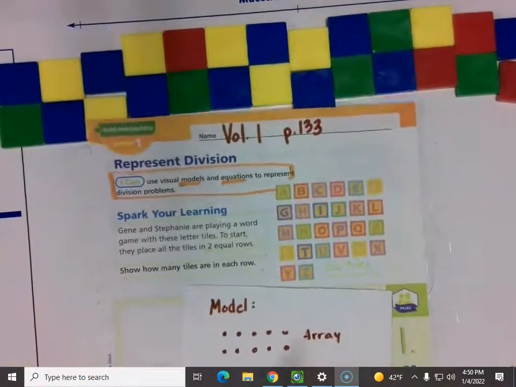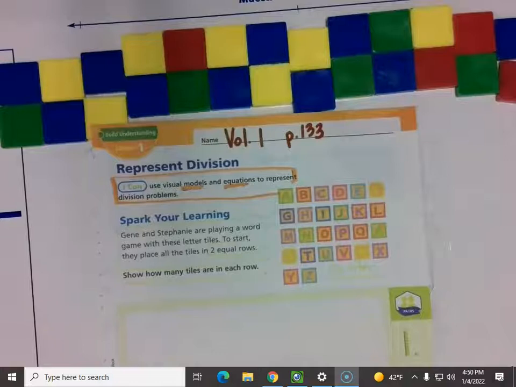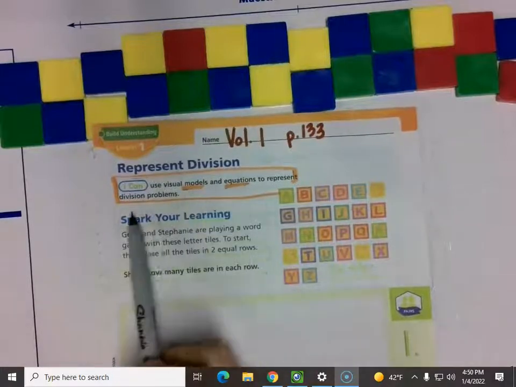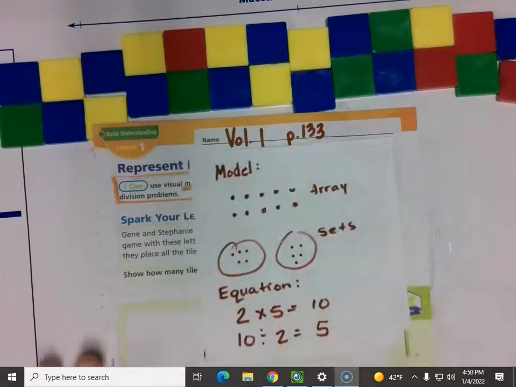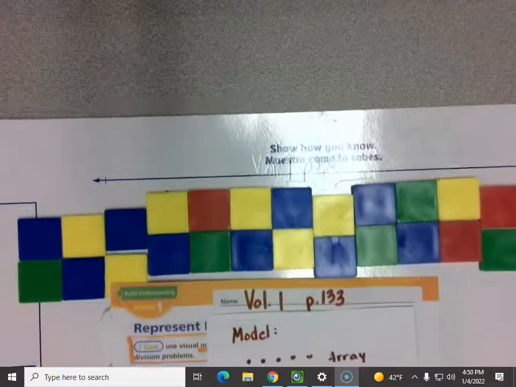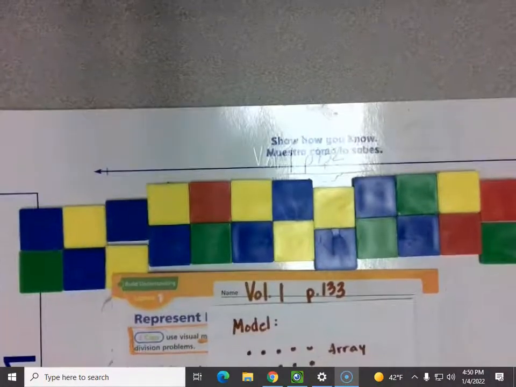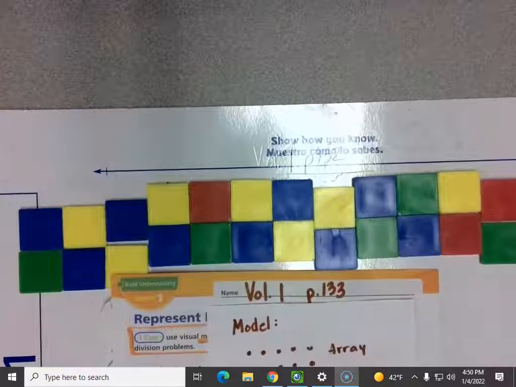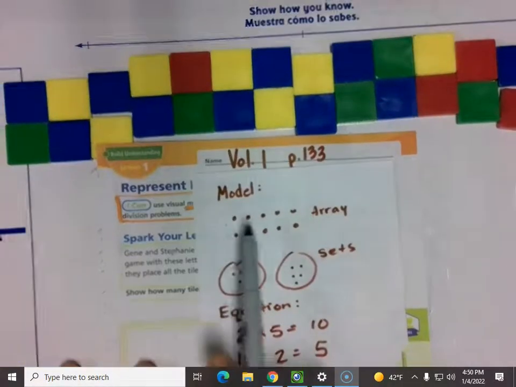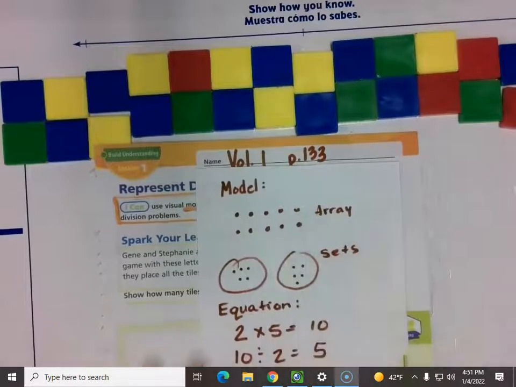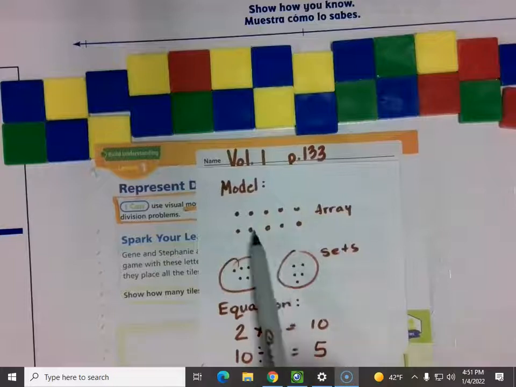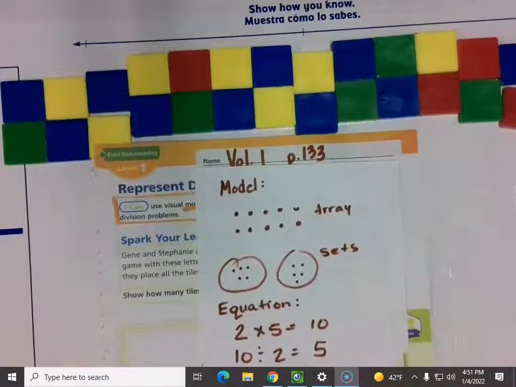Now in the lesson itself, we were using models and equations to represent division problems. Now the two key words there are models and equations. Now a model is something that you use to represent a problem. It can be using manipulatives, or you might use a picture. All right, here I've drawn a picture of a model that's an array form. And here I've taken the same model but put it into sets.